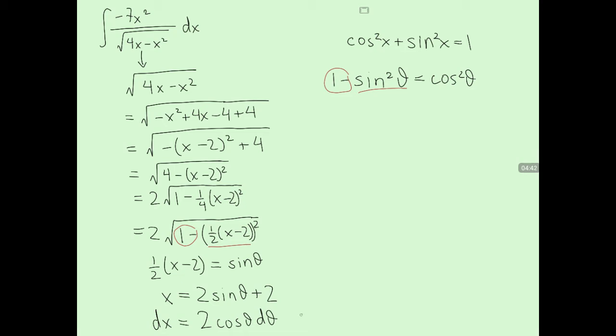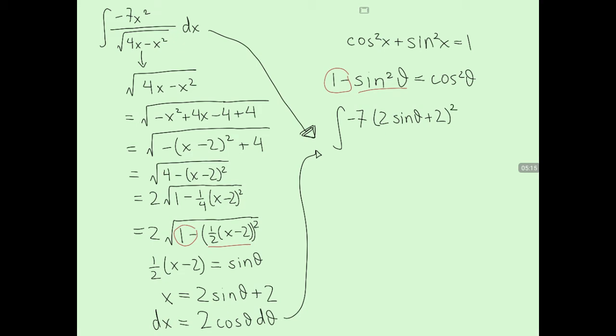Now what we want to do is express our original integral in terms of theta. That's an arrow, by the way. So what we want to do is have our negative 7x squared. x is now 2 sine theta plus 2, so we're going to take our 2 sine theta plus 2, and we're going to square that.